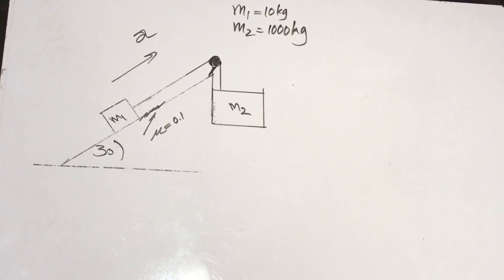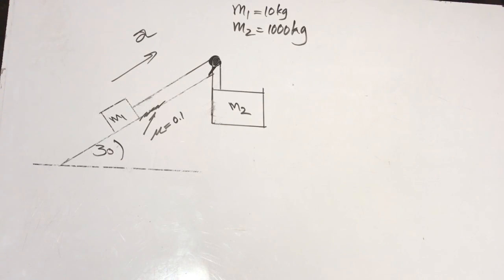Mass 1 is very small compared to mass 2. Therefore, when we release the system, of course, block M2 will move downwards, and block M1 will slide up the incline with an acceleration. That's what you're looking for, and then you are tasked to figure out what the tension is once you figure out what the acceleration is.